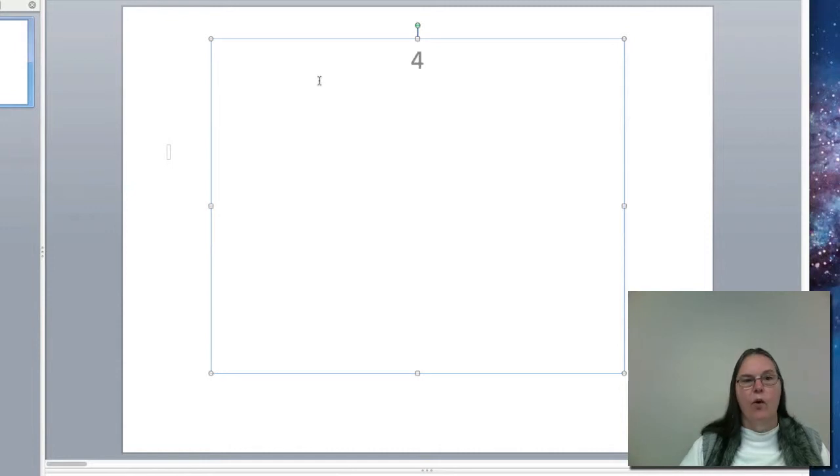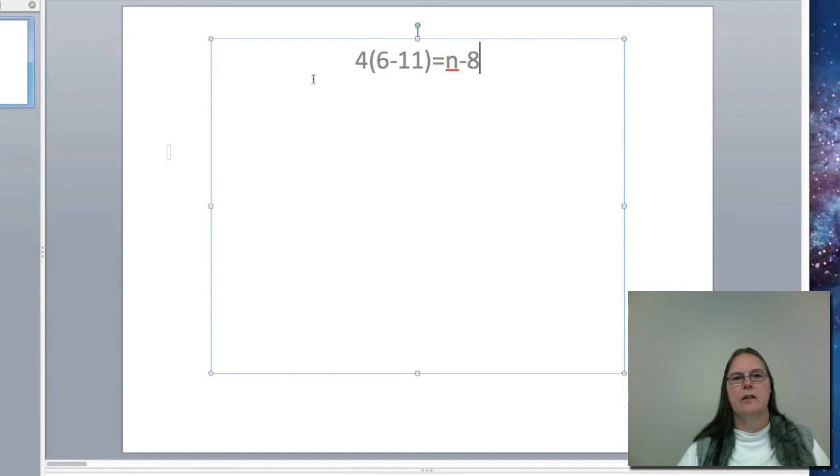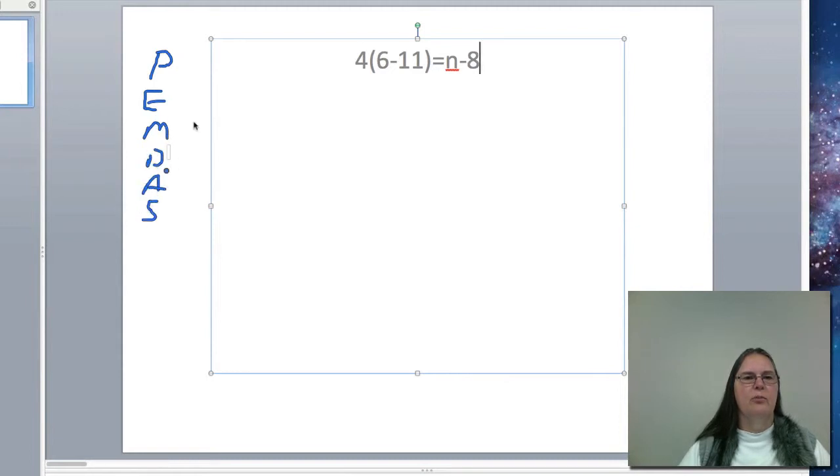Okay, 4 open quantity, 6 minus 11, close that quantity, equals n minus 8. Okay, now let's look at what we have. The order of operations is part of this, so we have to do the please excuse my dear Aunt Sally. And you should be familiar with this.